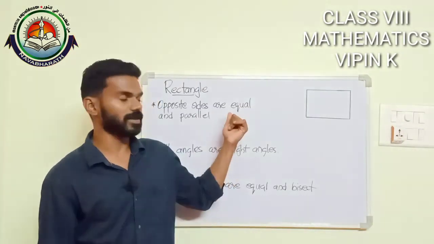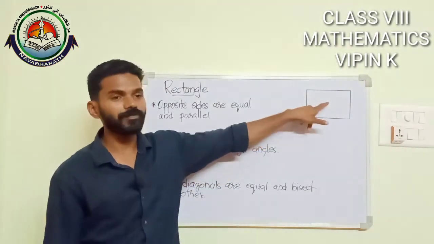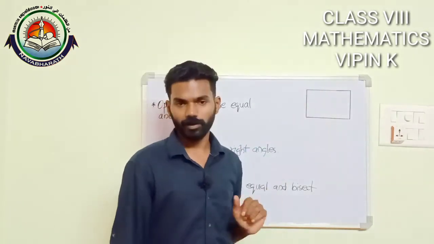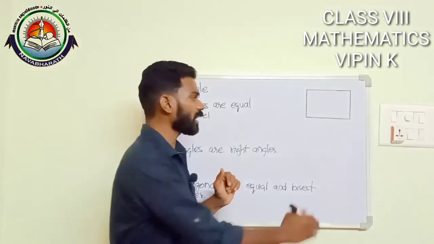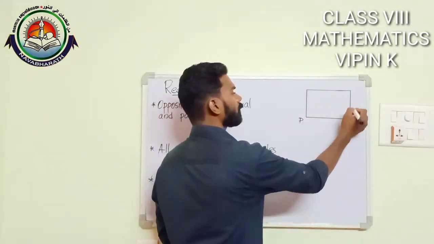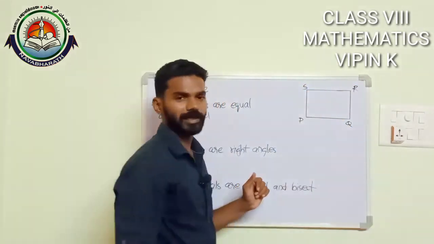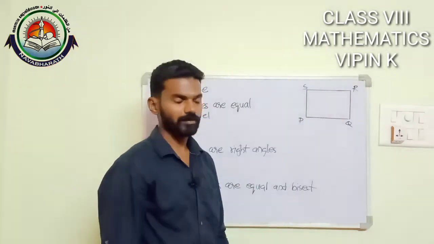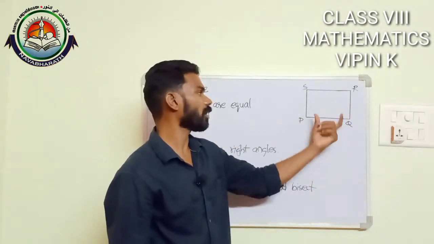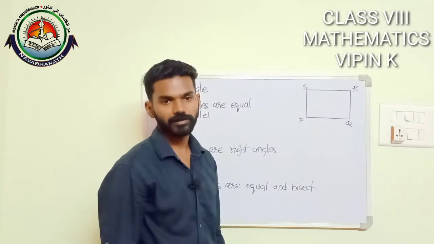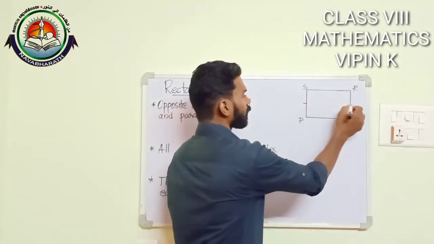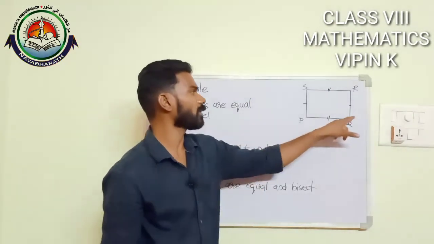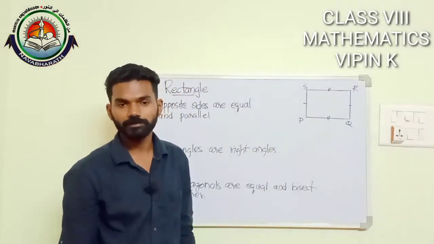Students, please look here. The figure on the board is definitely a parallelogram. Suppose I am naming it PQRS. Then I can see that the sides PQ and SR are parallel. The sides PS and QR are also parallel. Similarly, those lengths are also equal. Clear? So definitely PQRS is a parallelogram.